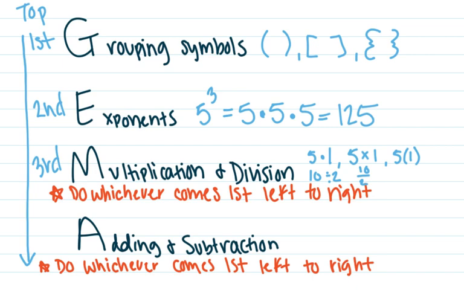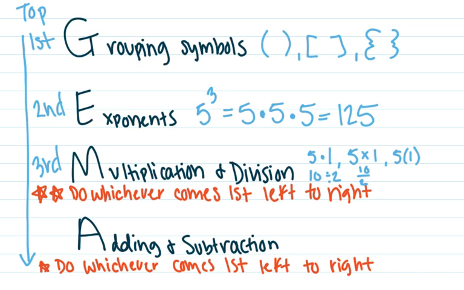Now notice this note down here that I wrote right here. It says do whichever comes first, left to right. So when you go to check for multiplication or division, there is not a specific order for that step. It is whichever you come to first in that specific problem. So in some problems I'll multiply first when I get to that step. In other problems, when I get to that third step, I will be dividing first. It really just depends on the problem.